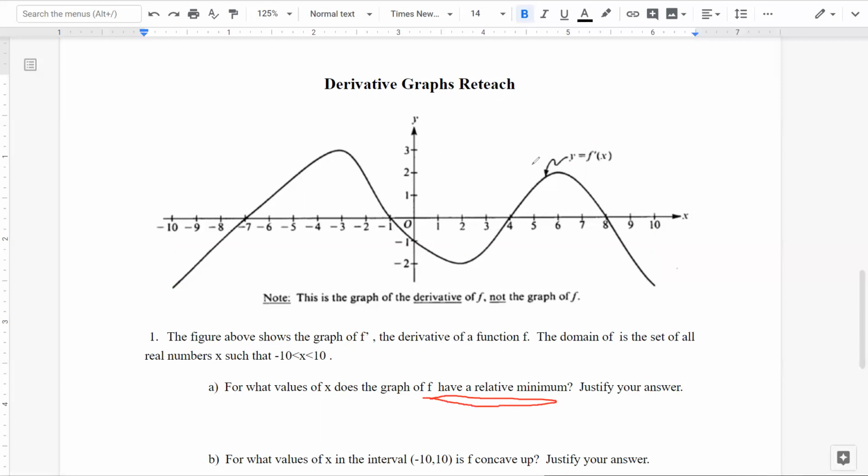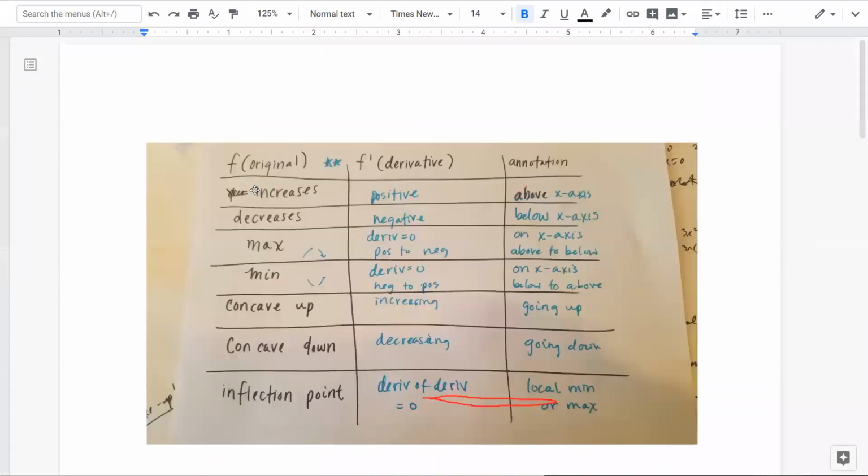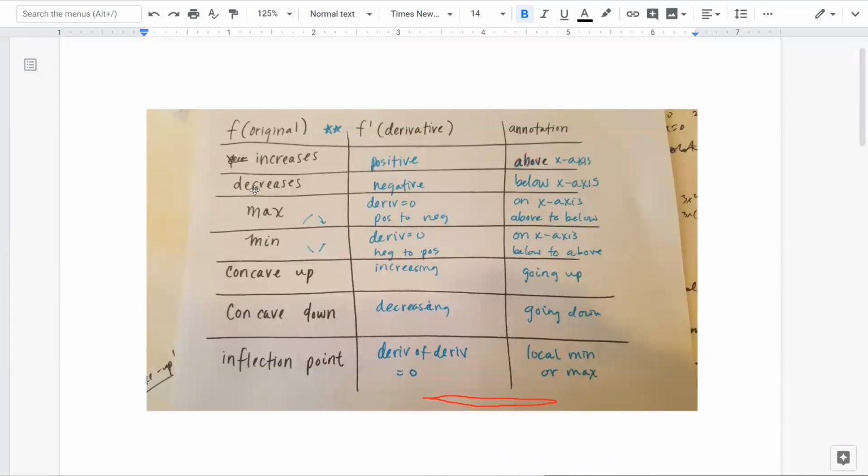So let's go back up to our reference sheet and see, how do I know when f has a relative minimum? If I look, we can see that f has a relative minimum when f prime, which is going to be our graph, has a derivative of 0 and changes from negative to positive, or on the x-axis, and it goes from below the x-axis to above. So we're looking for a point that's on the x-axis, but it goes from below to above at that point. That would tell us that we have a minimum on our original graph that we can't see. So let's just go back and see if we can find that on this graph.